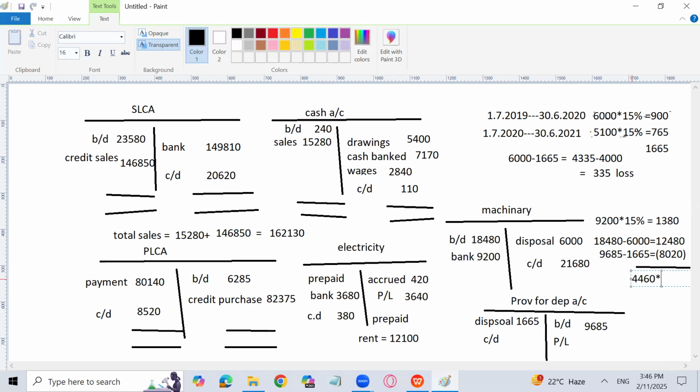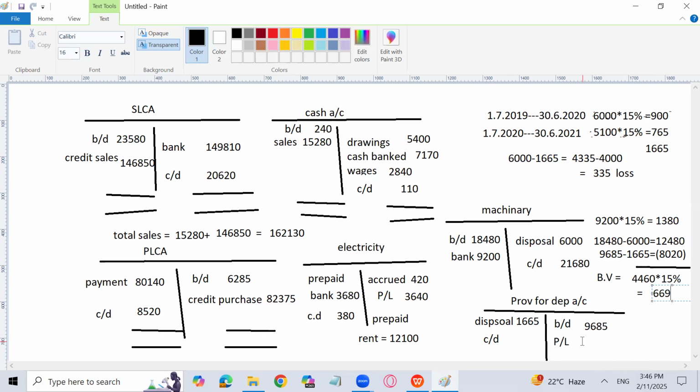4460 multiplied by 15%, you will get the answer for the depreciation on existing assets, because we have to calculate depreciation on the book value, not on the cost of the asset. How much? 669. Okay. Now add 669 plus 1380.